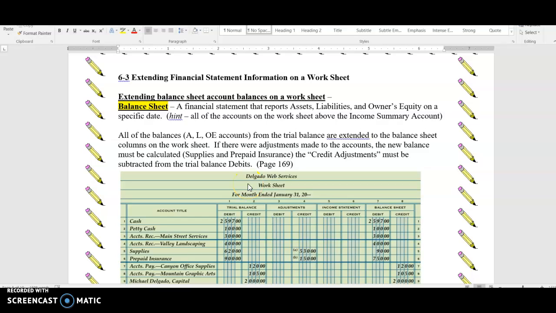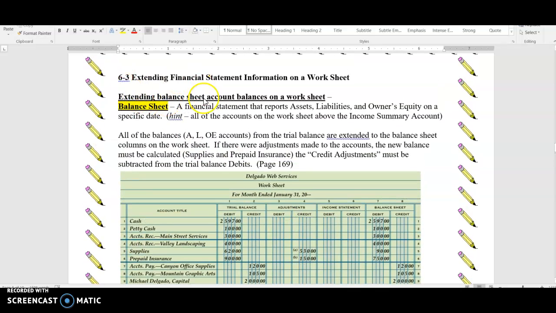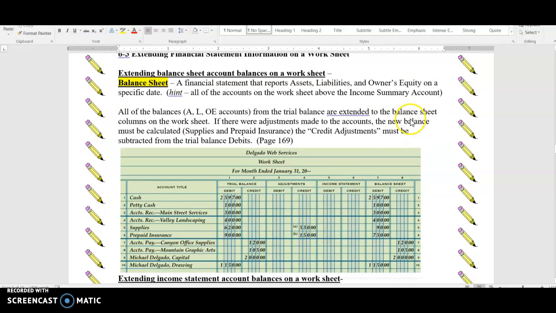This video is going to show us how to extend our balances from the trial balance over to either the income statement or balance sheet section of the worksheet. So here is showing us 6-3, extending them to the balance sheet, and it says a financial statement that reports assets, liabilities, and owner's equity on a specific date.